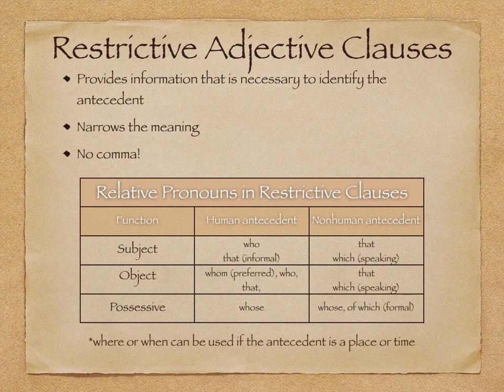And then one last thing, if the noun that you're modifying is a place or a time, you can use where or when as your relative pronouns. For example, I could say, Oakton College, where I take classes, is a friendly environment. Or, 2016, when the Cubs won the World Series, was a great year. So if I'm modifying a place or a time, I can use where or when as my relative pronoun.